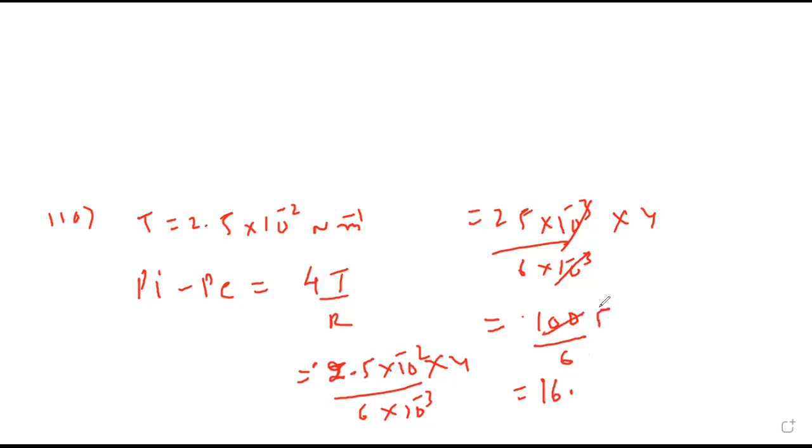To make it even easier, we take 50 upon 3, it will come quickly. So 3 into 16, and 16.666 is recurring. So you can write 16.7 Pascal. That is option D.